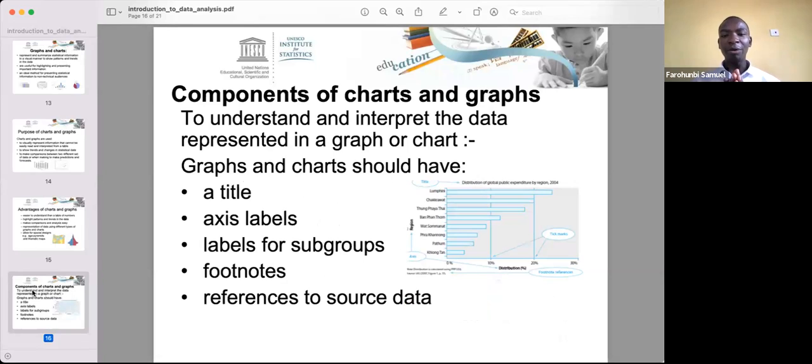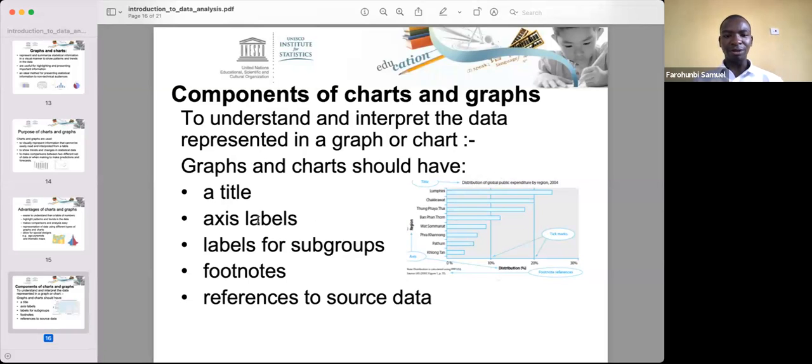Now we have different types of charts and graphs. What are the components of charts and graphs? For you to be able to understand the data very well, you need to make your chart and graph have a proper title. Like what we are saying here, this is a histogram. The histogram has a proper title. The title of this histogram is Distribution of Global Expenditure by Region in 2004.